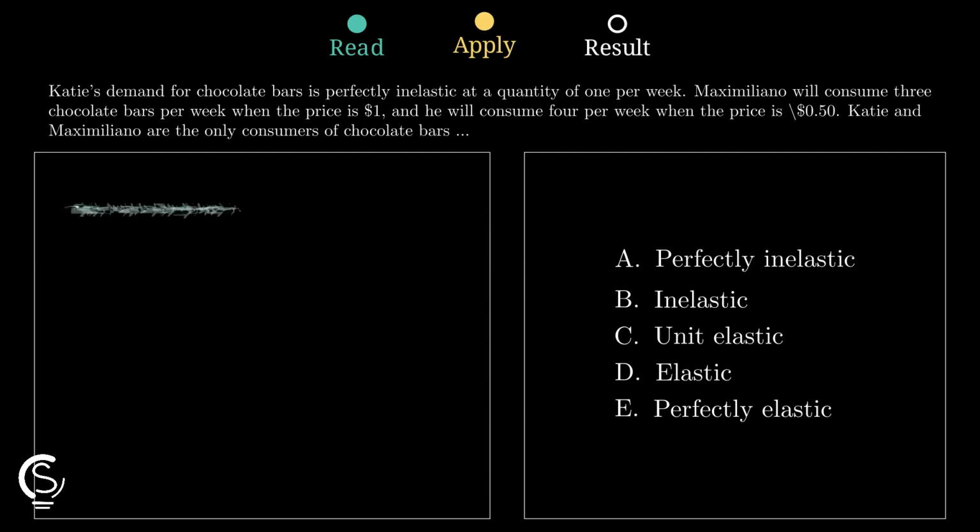Next, we check total revenue at both price points. At 50 cents, revenue is $2.50. At $1, revenue increases to $4. This is key.